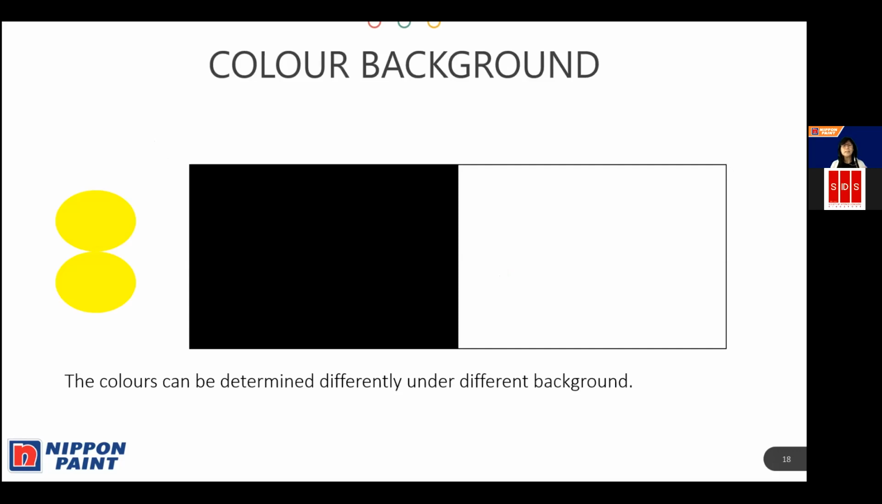As you can see here, the 2 little circles or ovals of yellow color are exactly the same, but if placed on a black background or a white background, they will look different. So this is what you can see here, the yellow on a white background and the yellow on a black background. The one with the black background looks a lot richer, a lot more yellow than the one with the white background.